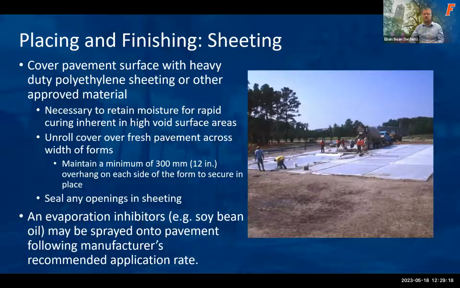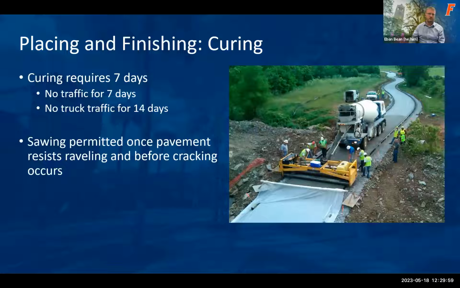With finishing, the sheeting is typically how we control the curing process. Make sure that the entire area is covered with heavy polyethylene sheeting or other impermeable material. This is important to retain the moisture so that we don't have accelerated curing. You want to unroll the plastic over the fresh pavement system, over the full width of the forms, and make sure there is overlap between the two areas and seal any openings in those sheets. There are some ways that we can slow the evaporation coming off the pavement surface by using certain products. Whatever products you use, just make sure you're following the manufacturer's application rate.